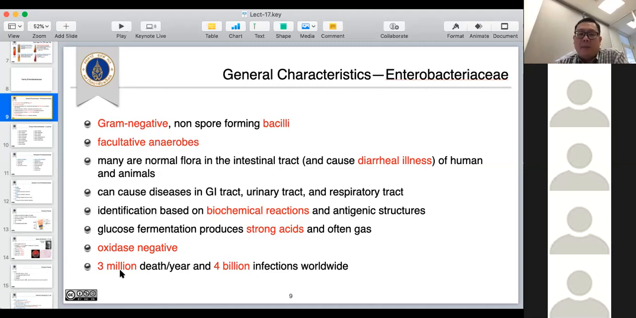And the impact is very large because lots of people die per year. 3 million people die per year, and about 4 billion are infected worldwide. So almost 70% of the Thai population will experience diarrhea in their life.